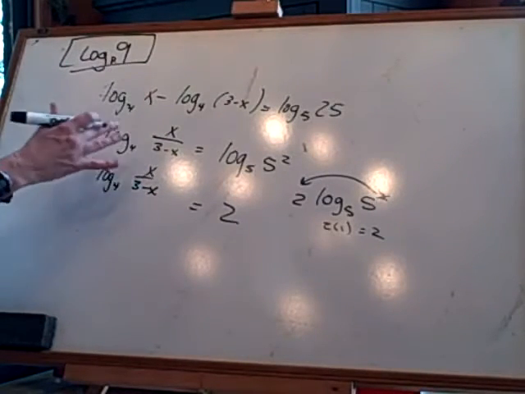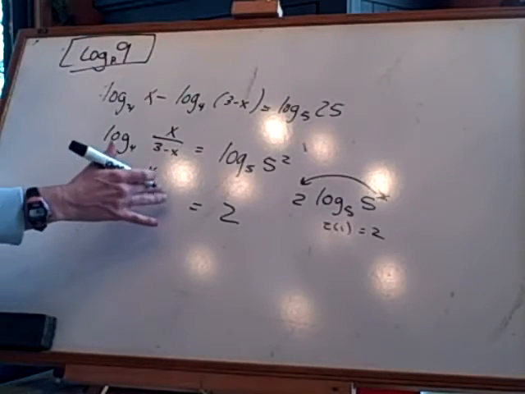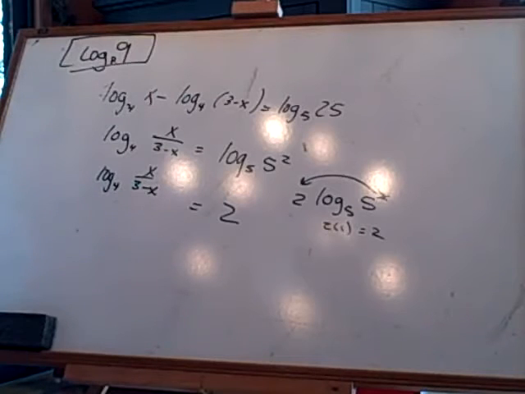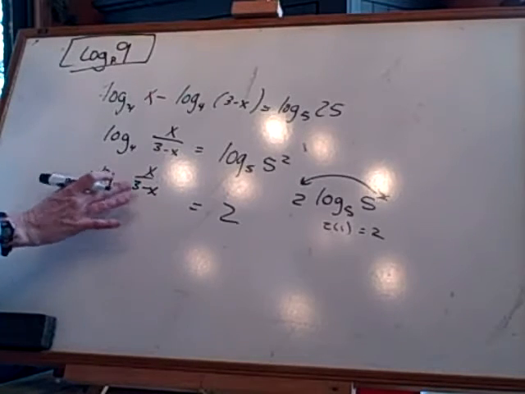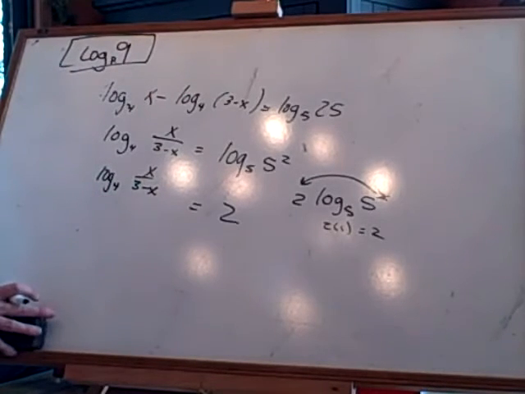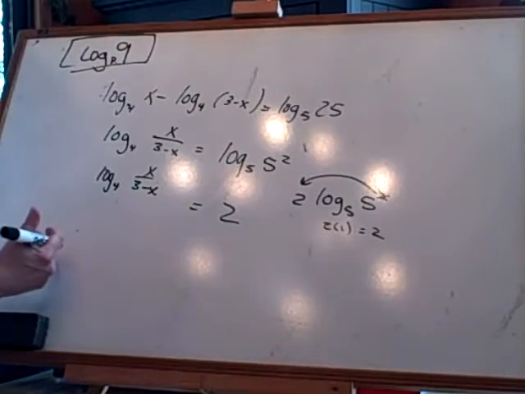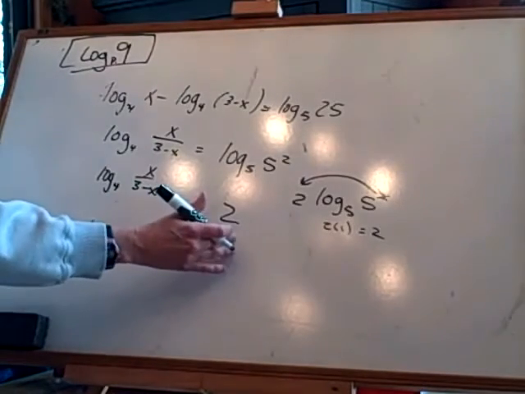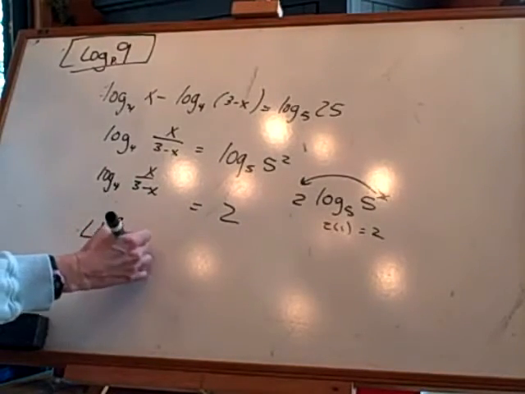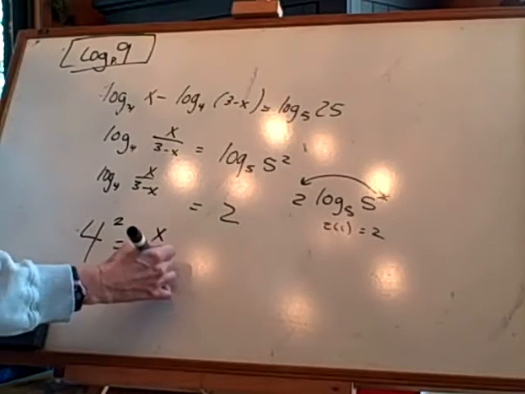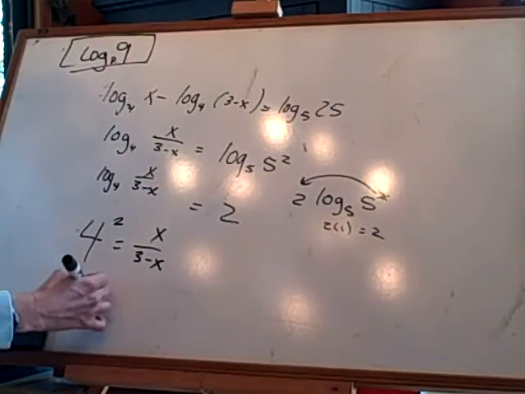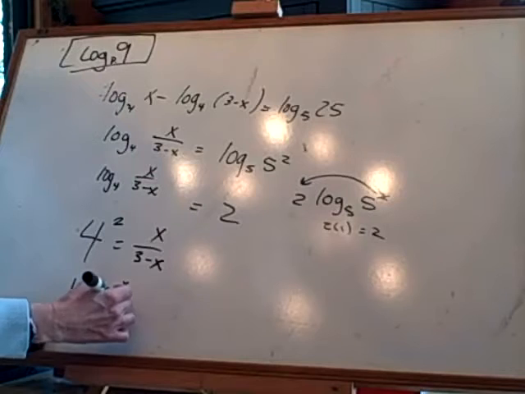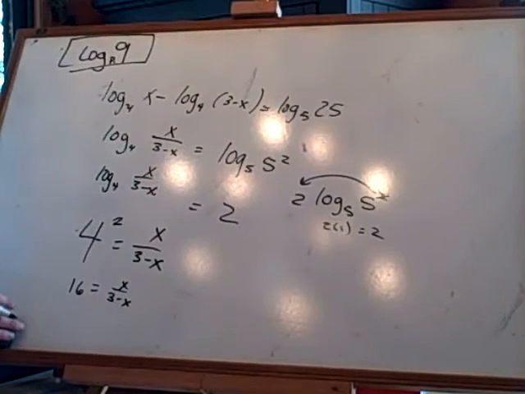Now, the x is here in the middle. Do you see that? And I have it in logarithmic form. If my x is in the middle and I'm in logarithmic form, what I really want to do is put it in exponential form. So we're going to do a lean at this point. We're going to lean to the left. What do we see? 4. We're going to lean to the right. What do we see? 2. It equals the middle. And so 4 squared is 16 equals x over 3 minus x.